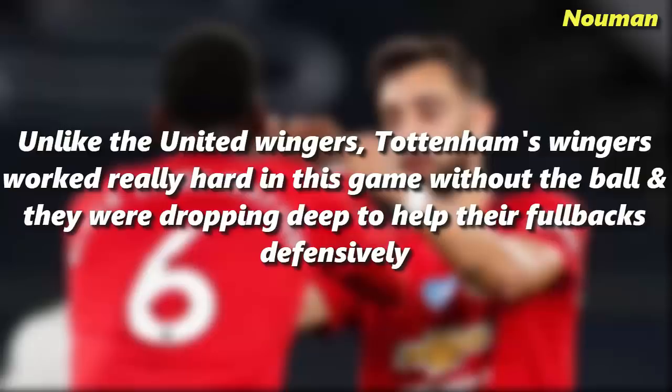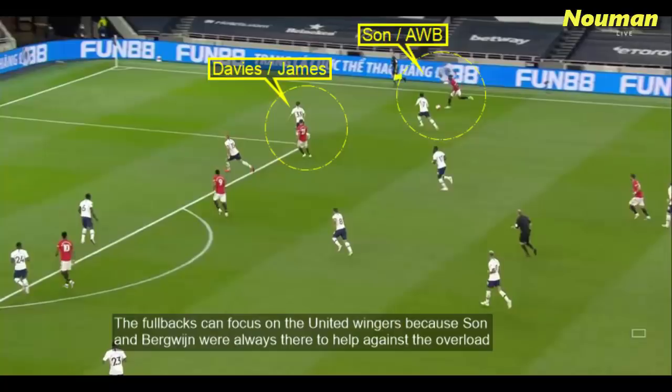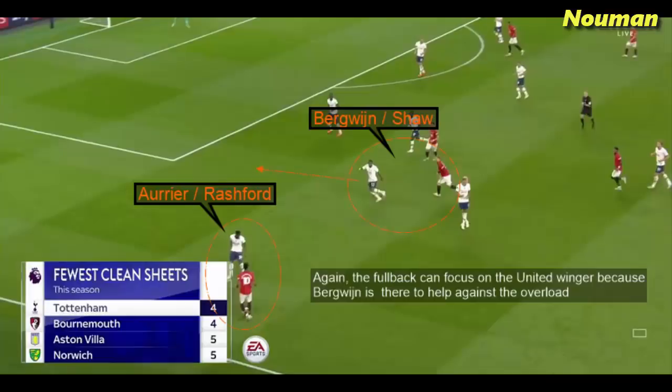Unlike the Manchester United wingers, Tottenham's wingers worked really hard in this game without the ball, and they were dropping deep to help their fullbacks defensively. The fullbacks can focus on the Manchester United wingers because Son and Bergwijn were always there to help the Tottenham fullbacks against the overload. Once again, the fullback can focus on the Manchester United winger because Bergwijn is there to help against the overload.